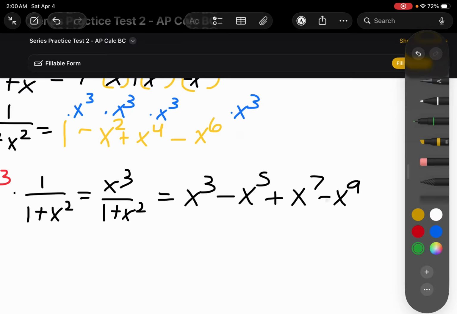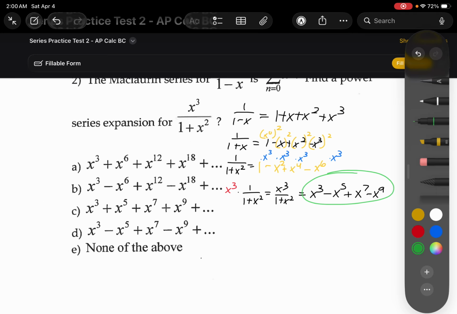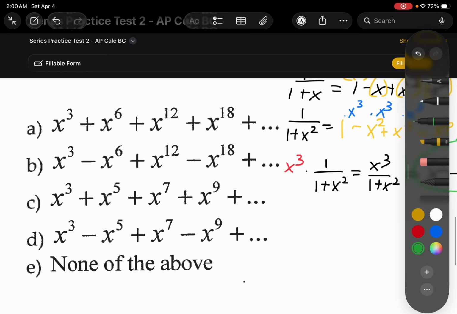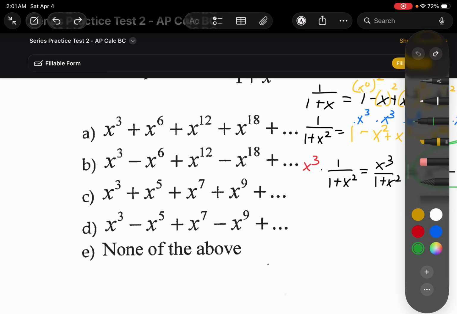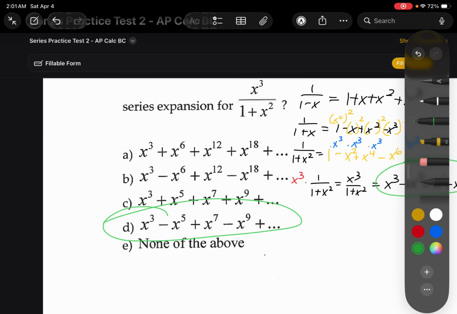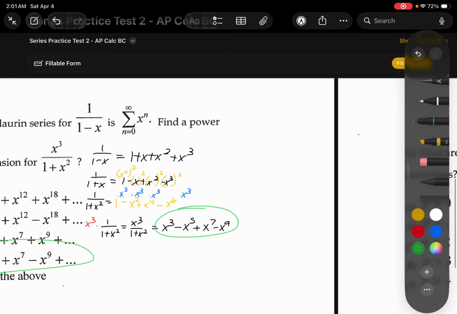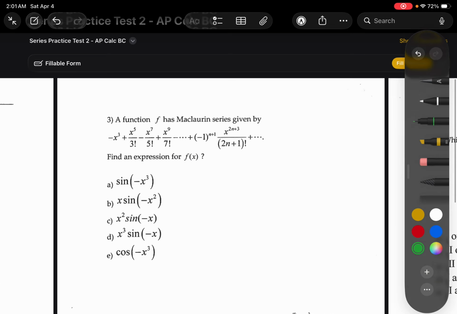And this is your power series expansion, which matches with prompt D. Alright, this concludes question 2. We're moving on to question number 3.